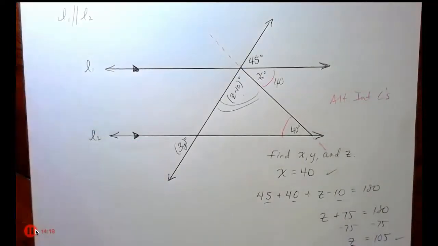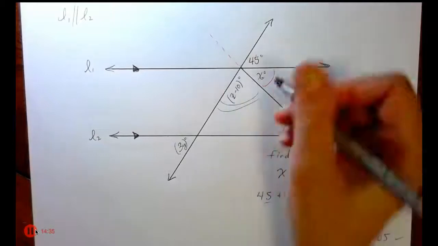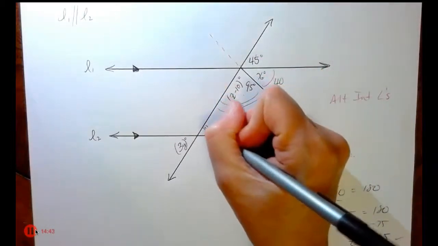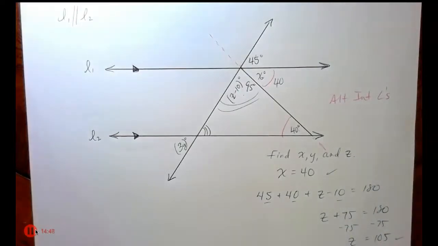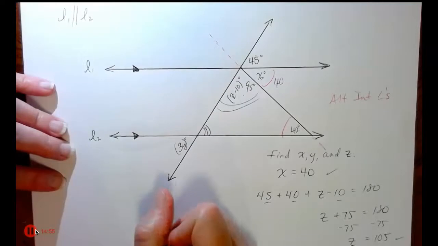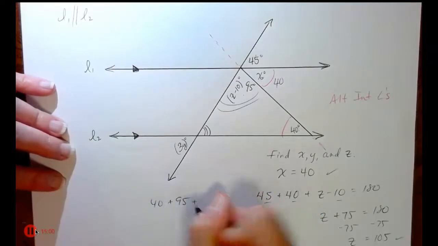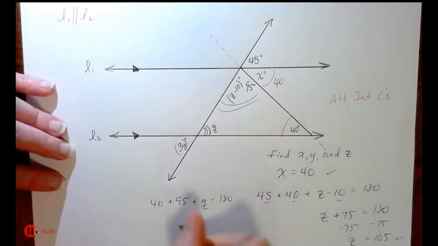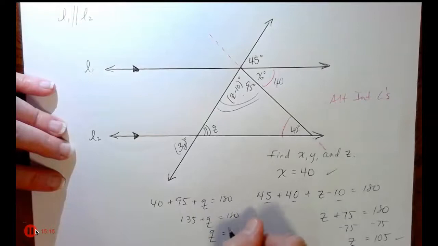Let's go after Y. What do we know about Y? Well, we know that Y is related to a couple of things. We could do this a couple of different ways. If Z is 105, 105 minus 10 would leave 95 up top. So 40 plus 95 plus this angle would have to add up to 180 by the triangle interior angle theorem. So let's set that up. 40 plus 95 plus some angle right there, we'll call it angle Q because it's the angle in question, equals 180. So 40 plus 95 is 135 plus Q equals 180. That means Q is 45.